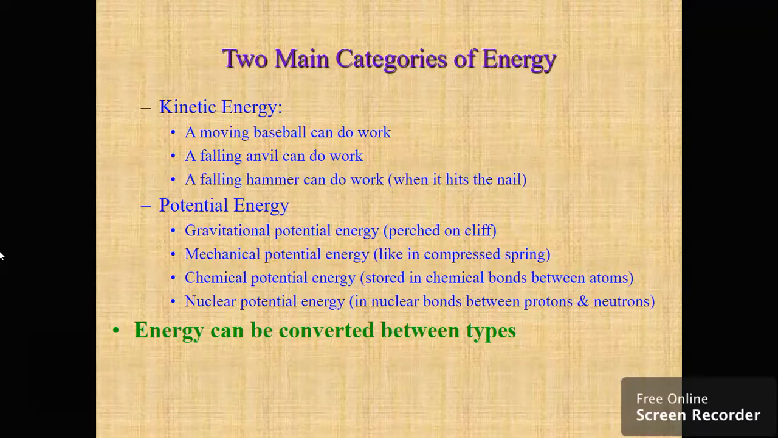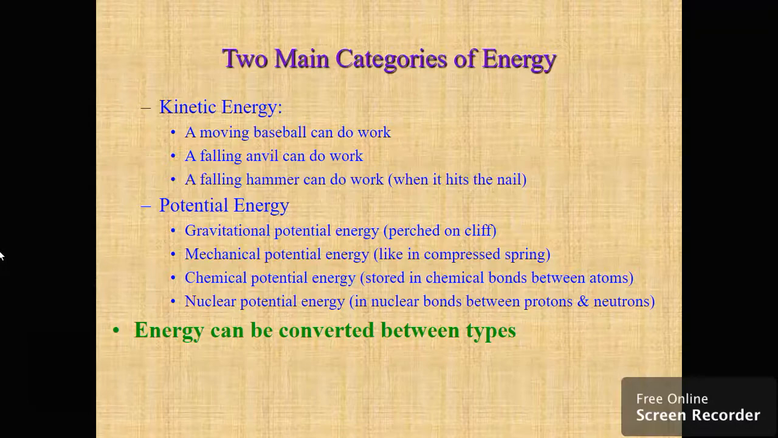There's two main categories of energy: kinetic energy, and we have a few examples there. A moving baseball can do work. You know, if you get hit by a baseball, it hurts, and it takes energy to hurt you. Falling anvil, a falling hammer can do work, especially when it hits the nail.